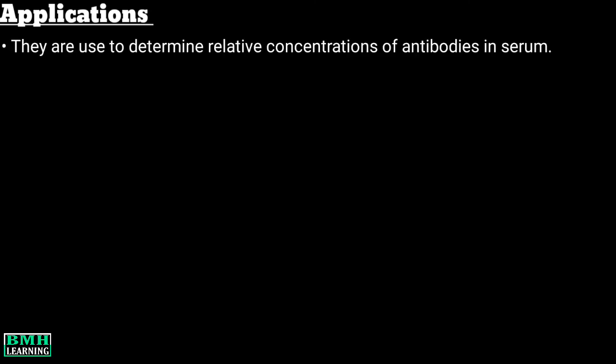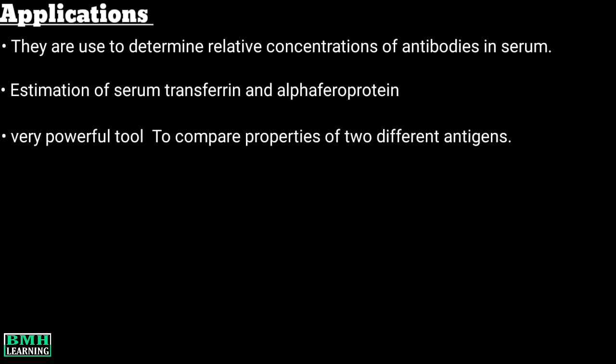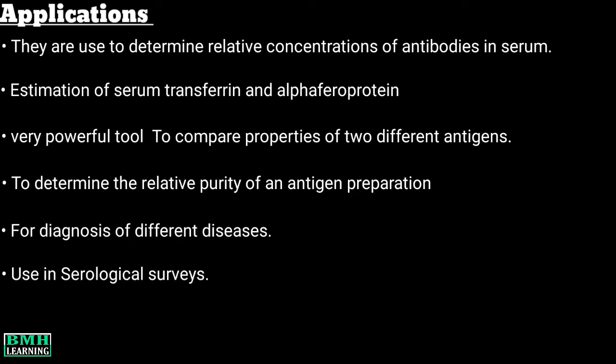Now there are many applications of radial immunodiffusion. This is used to determine relative concentrations of antibodies in serum. We can estimate serum transferrin and alpha-fetoprotein with this technique. This technique is a very powerful tool to compare properties of two different antigens. It's also used to determine the relative purity of an antigen preparation. The technique is employed for diagnosis of different diseases. We also use this method in serological surveys. This was all.